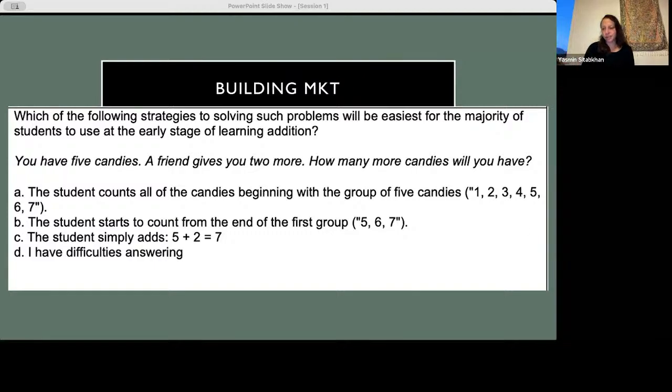So students who are just starting addition count all together. So if you have 5 candies and someone gives you 2 more, what.